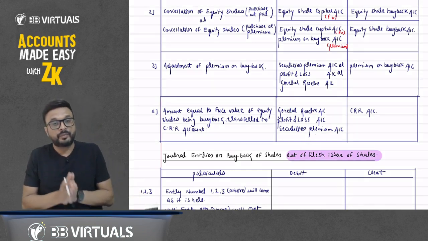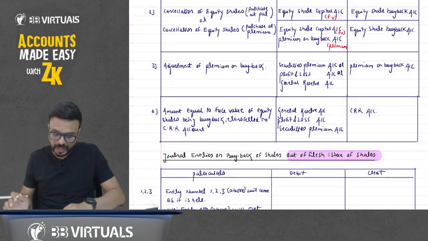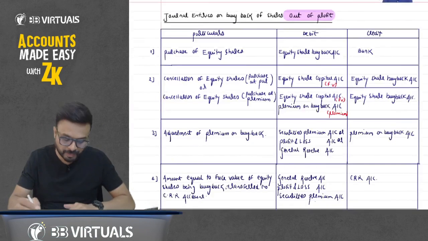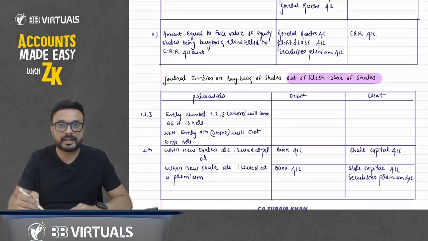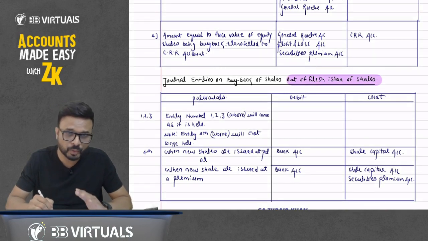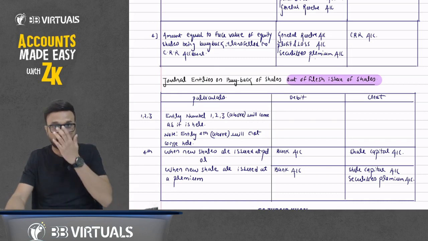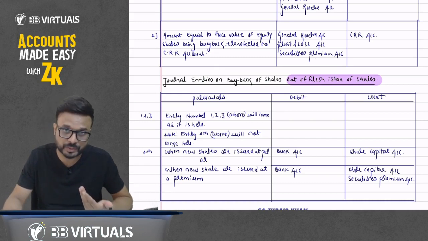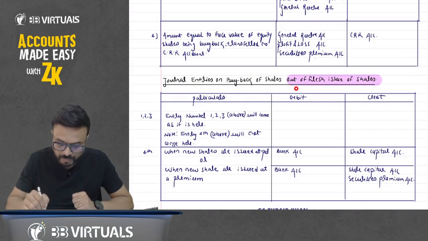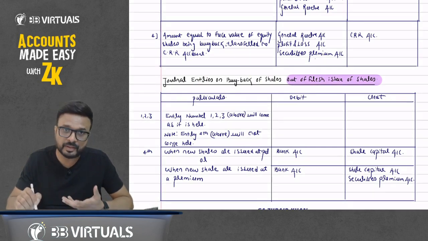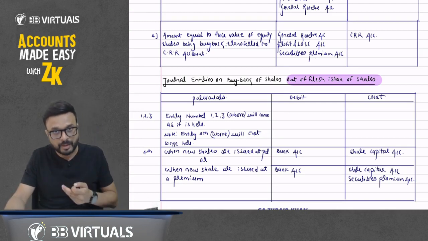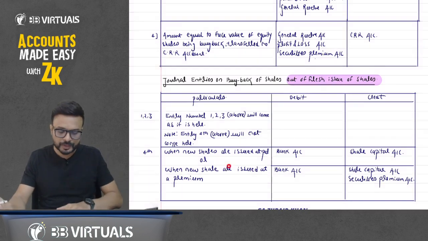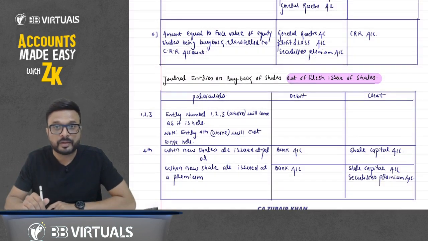But we can also do buyback of shares out of fresh issue of shares. So entry numbers 1, 2 and 3 will be the same, and there will be no fourth entry here. No need to pass the entry of transfer to CRR account, because we transfer to CRR account only when we do buyback out of profit. Here we are doing buyback out of fresh issue of shares.